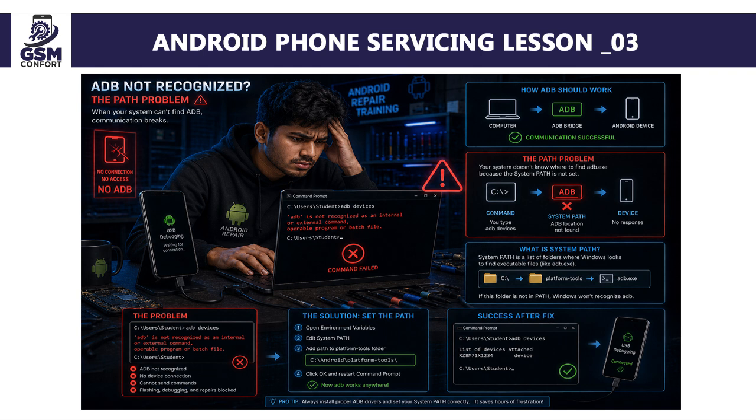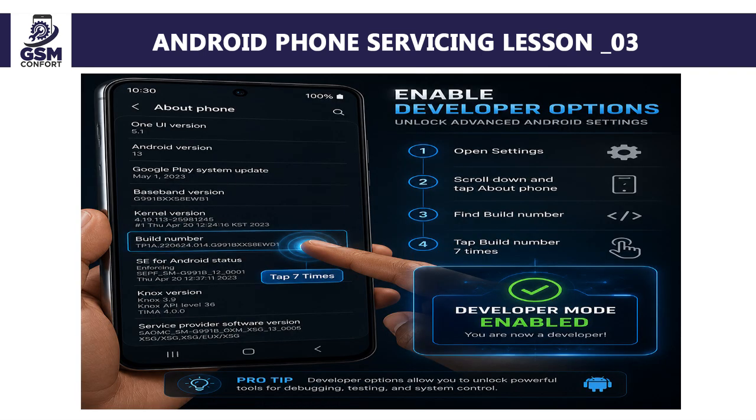Now let's confirm that everything is working correctly. Take your Android phone and open Settings. Then go to About Phone. Find the build number and tap it 7 times. This activates Developer Options. Now go back and open Developer Options.